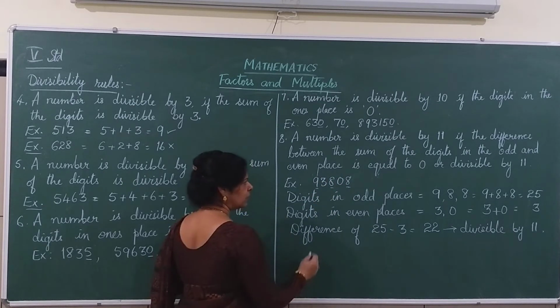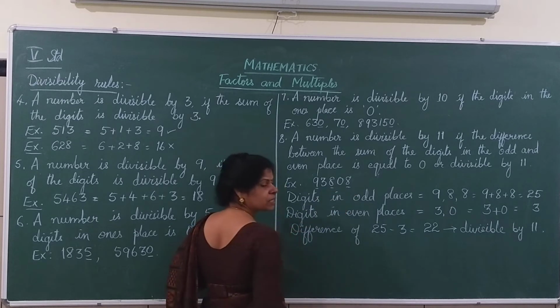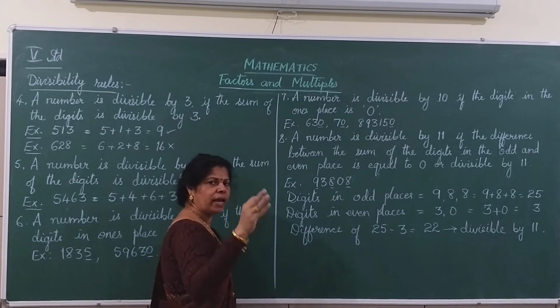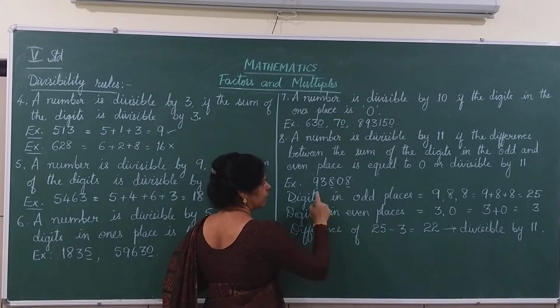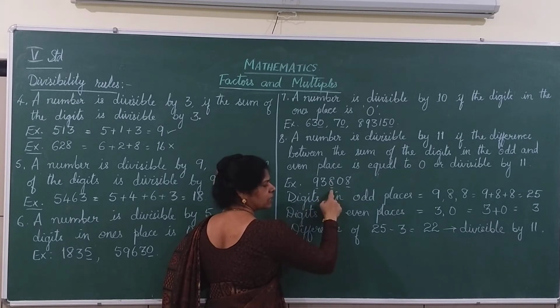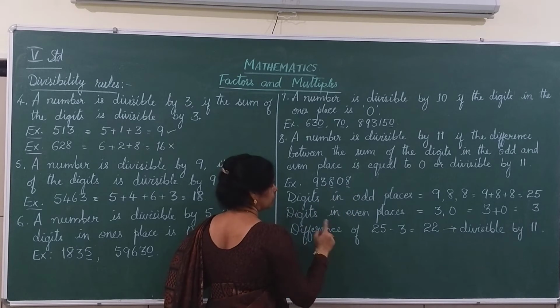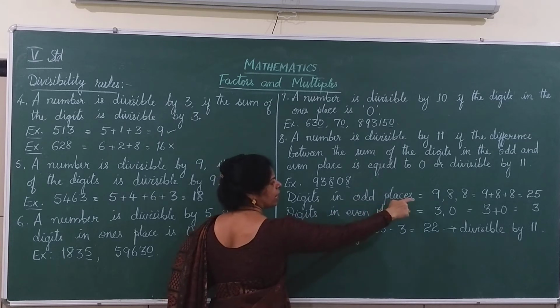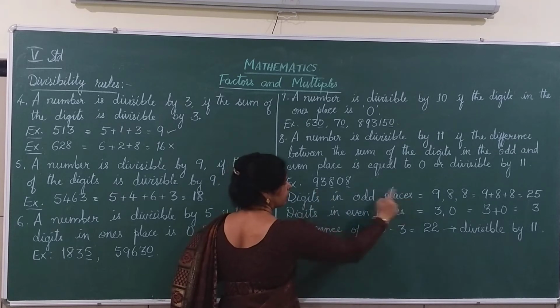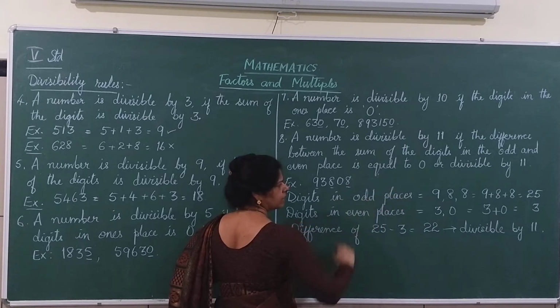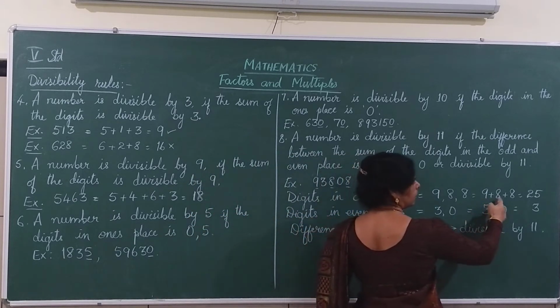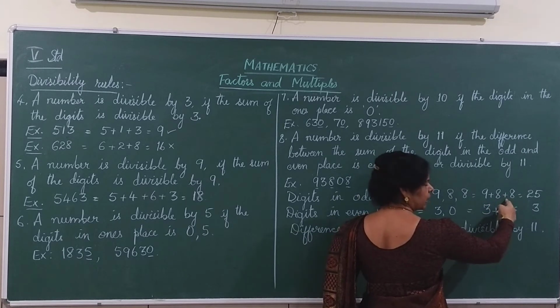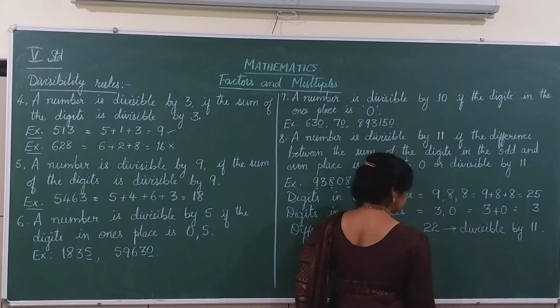These are the odd places which are 1, 3, 5, 7, 9. If it comes like that, then that is the odd place. See? 9 is in the first place, third place is 8 and fifth place is 8. So digits in odd places are 9, 8 and 8. When you add this, 9 plus 8 is 17, 17 plus 8 is 25. Got it?